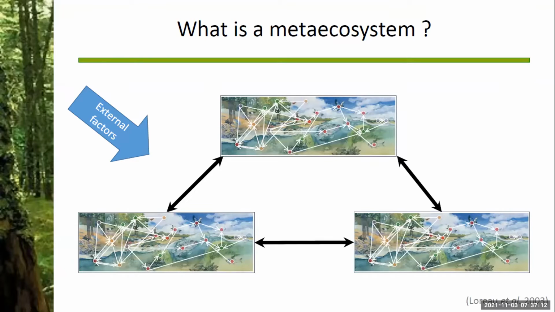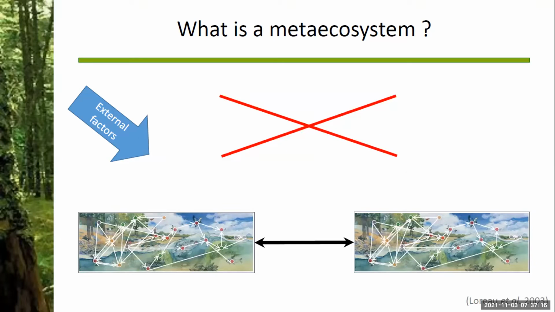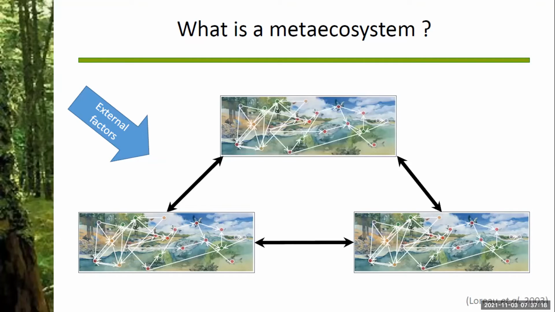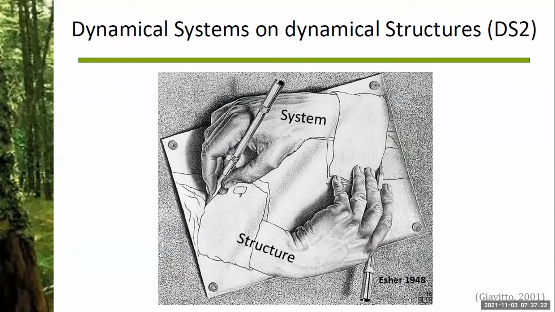What is important in this definition is that different patches of ecosystem can disappear and appear. And I try to model this type of dynamics. This type of dynamics was theorized by Giavitto in 2001 and named Dynamical System with Dynamical Structure. The explanation is very simple. The system can have an impact on the structure and you can have a feedback of the structure on the system at the same time.